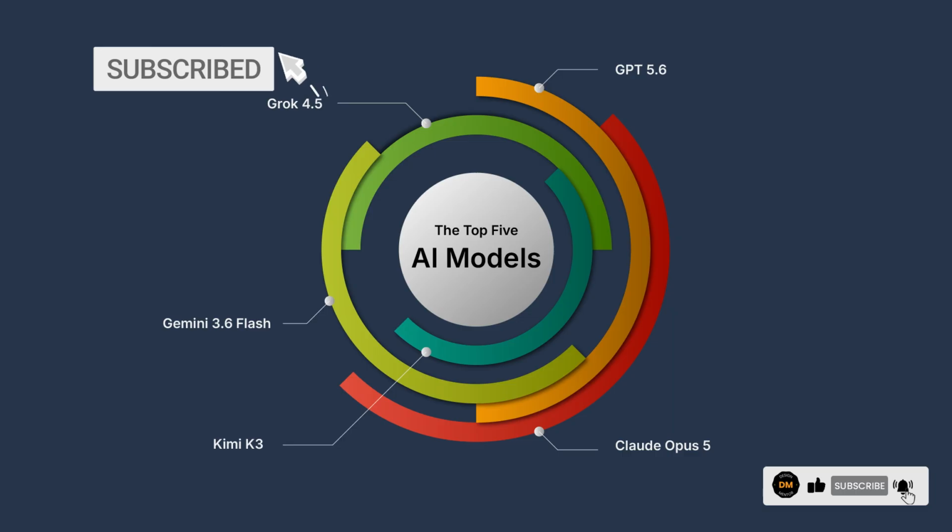Let's create an infographic design on the top 5 artificial intelligence models, using Ellipse and Shape Builder in Adobe Illustrator.